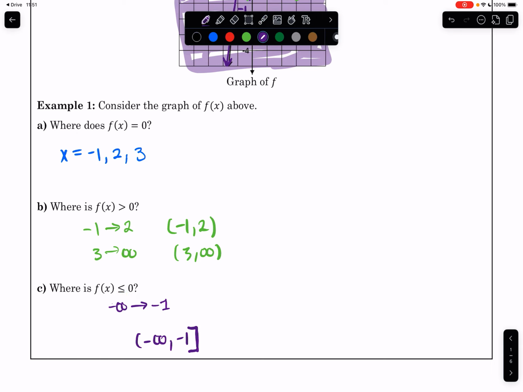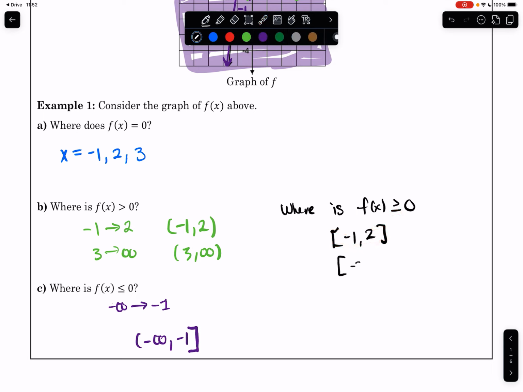So for example, on this one, if my question was instead, where is f of x greater than or equal to 0, then we would include the endpoints, because between -1 and 2, the y values are going to be positive. They're going to be greater than 0. But at -1 and at 2, it's also going to equal 0. So to indicate that it's going to be all the numbers in between and equal to 0, we use brackets to indicate again that the endpoints are going to count.